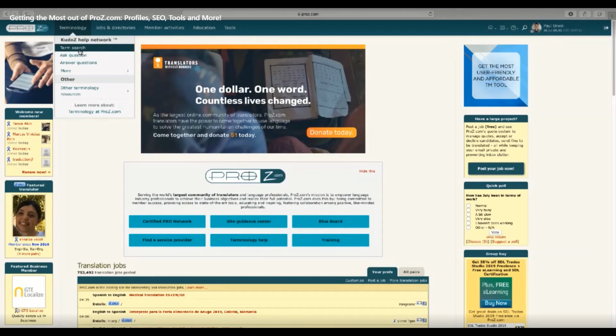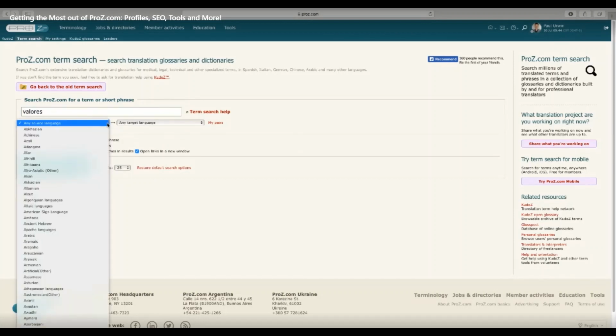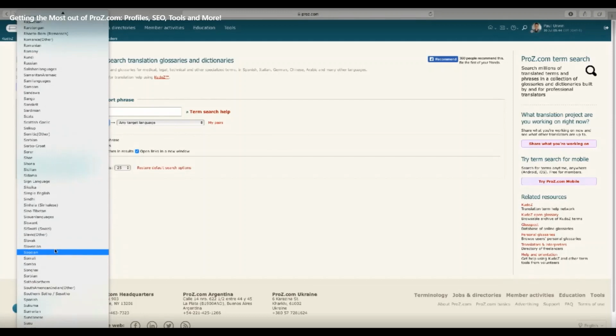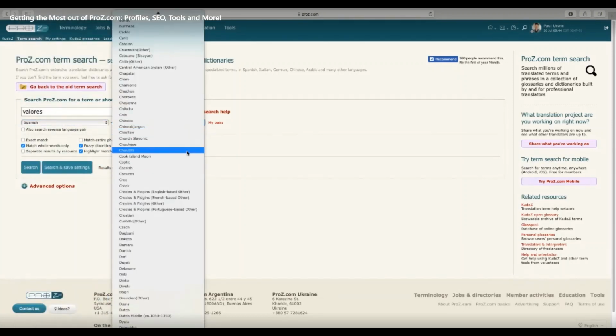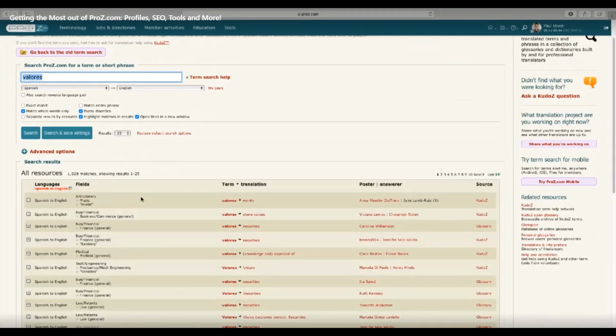Within this terminology section, you can of course search for specific terms. It's very easy to search for a specific term. You can also ask any question that you might have related to a specific term. If I just go into this term search for a second, you can see that it comes up with a language pair, so you can search for a specific term in a particular language pair. Let's just type in valores here in Spanish, and we can search from Spanish to English. I can just hit Spanish there, and hit English here, and I can search. So let's see what that comes up with.